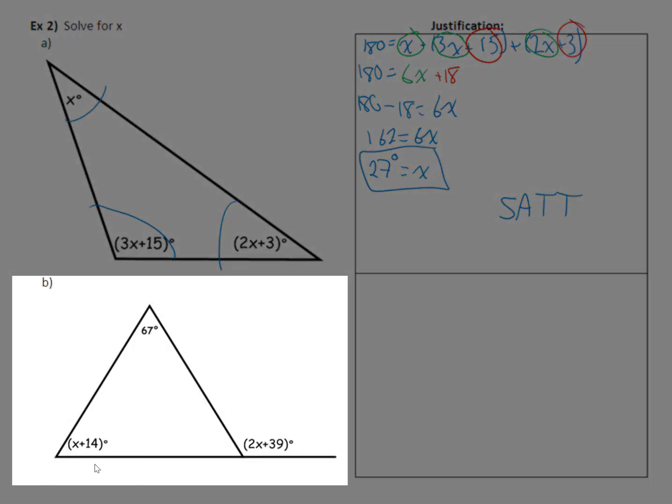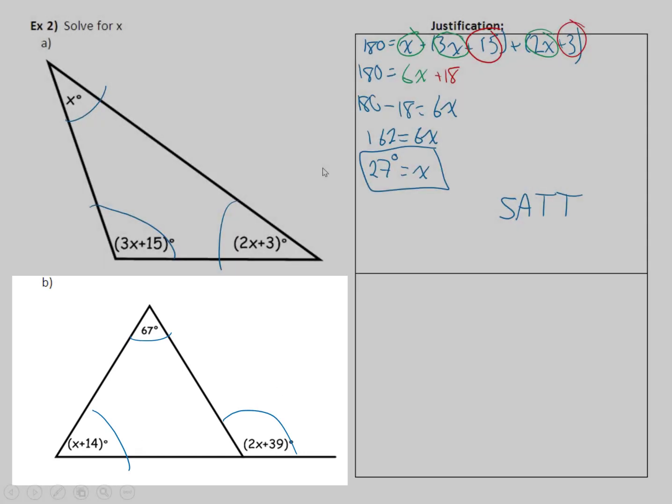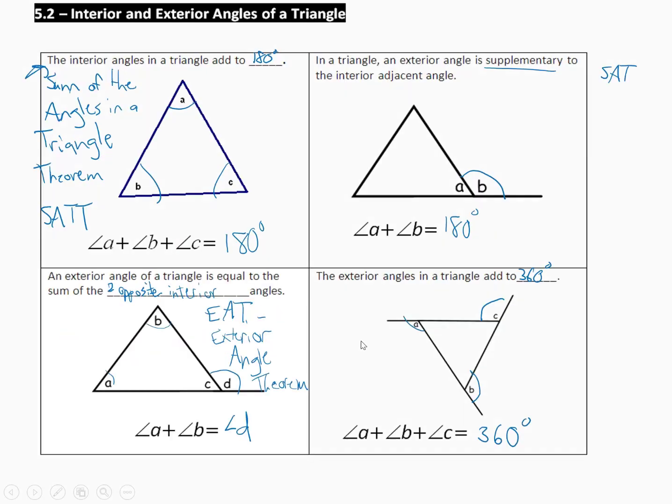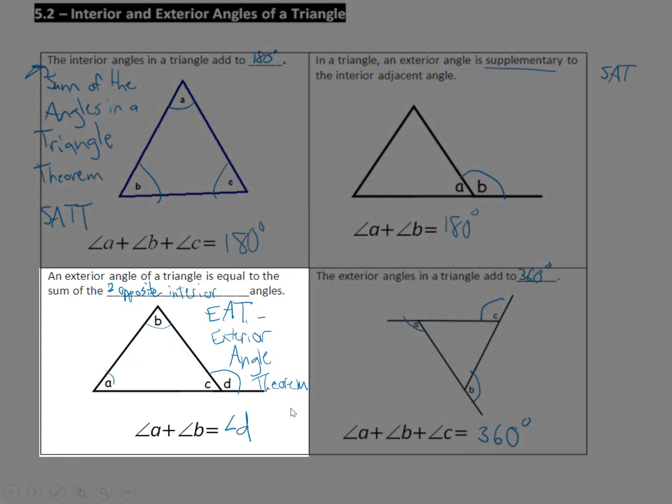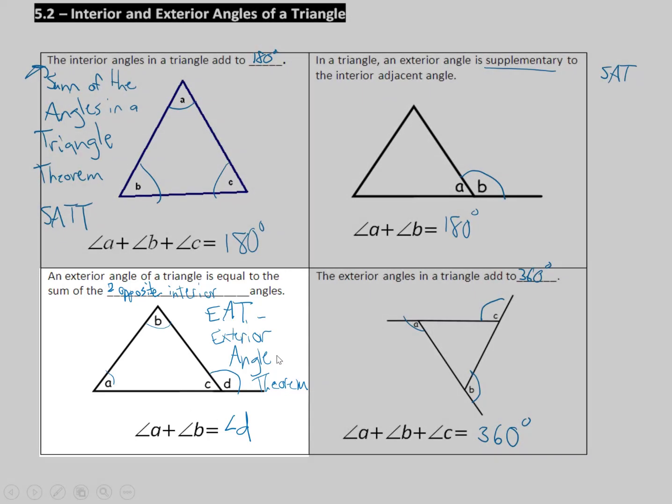Our next case, we're given a number here. We have an angle here with a variable and an angle here with a variable. But we can't use our sum of the angles inside a triangle theorem. If I go back to this page, we see very clearly it's set up very similarly. We have an exterior angle, which means our exterior angle theorem tells us that angle D is going to equal A plus B. So the two opposite interior angles are going to be equal to the exterior angle.